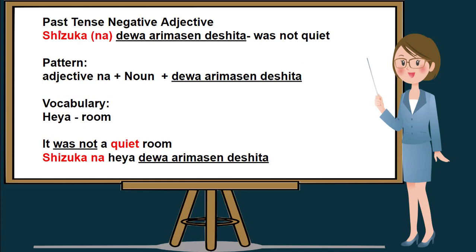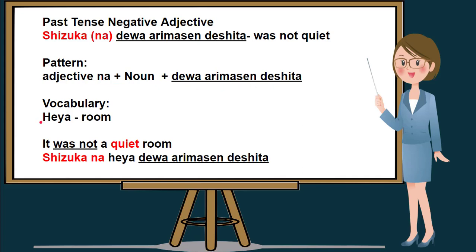Another example is past tense negative adjective. This time, our adjective is followed by the word na, and was not is dewa arimasen deshita. Shizuka na dewa arimasen deshita means was not quiet. And take note that if we use na, it should be followed by a noun. Following our pattern, adjective plus na, which should be written in the beginning of the sentence, followed by noun, and followed by dewa arimasen deshita.